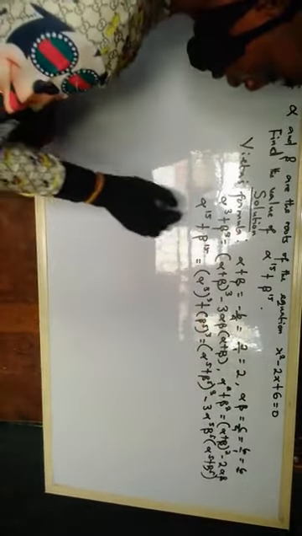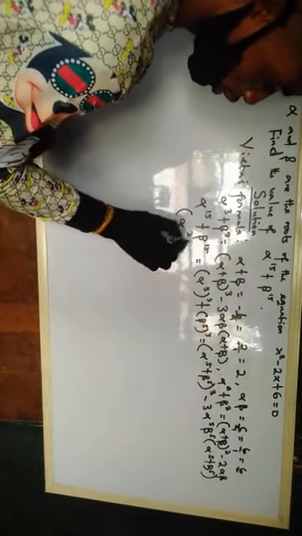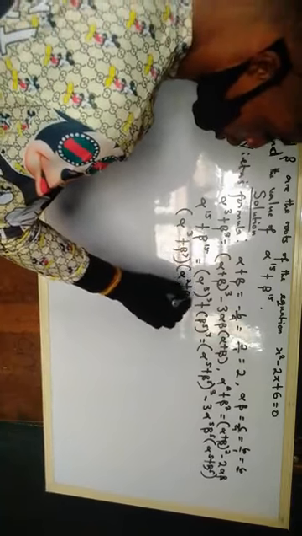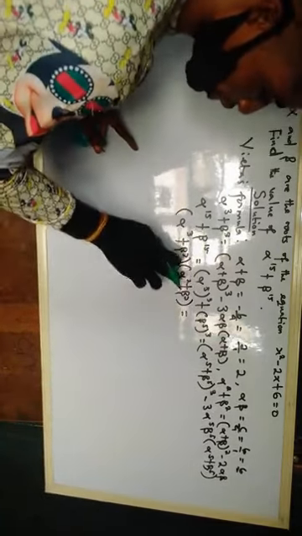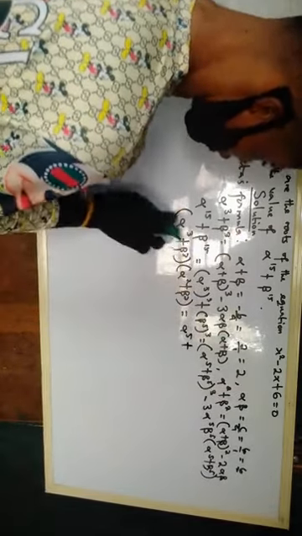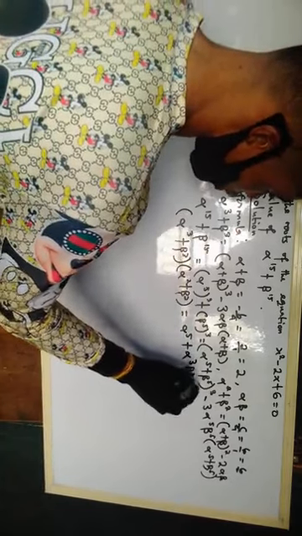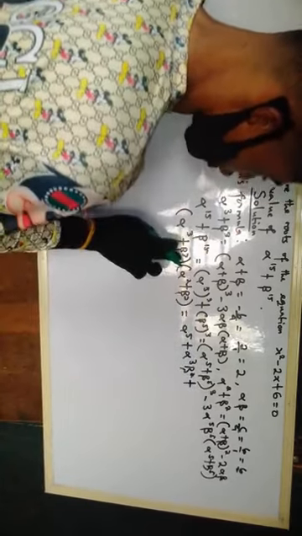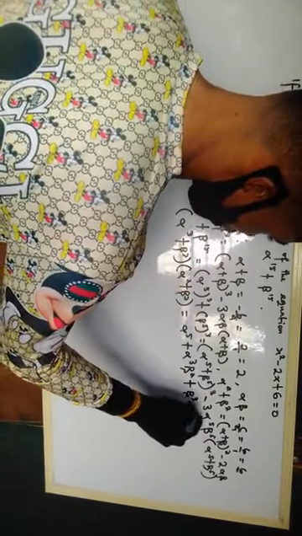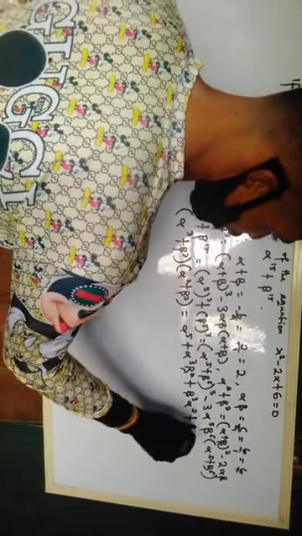Okay, determine the expansion of α^5 + β^5 using (α^3 + β^3)(α^2 + β^2). Now, α^3 times α^2 is α^5, plus α^3 times β^2 is α^3β^2, plus β^3 times α^2 is β^3α^2, plus β^3 times β^2 is β^5.